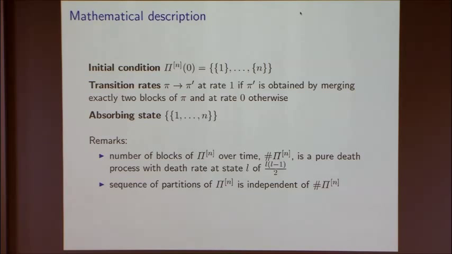And just a few remarks. If you only look at the number of blocks over time, that's given by this hash pi n, that's a pure death process with a death rate at state L of that exponential rate. And as I said before, the sequence of partitions is independent of how the number of blocks changes over time. So because of that, it's actually quite a nice process to study.